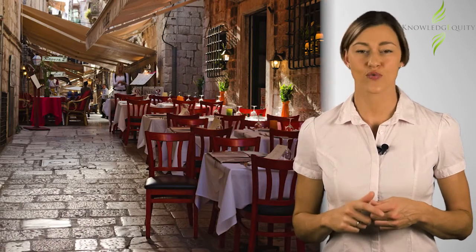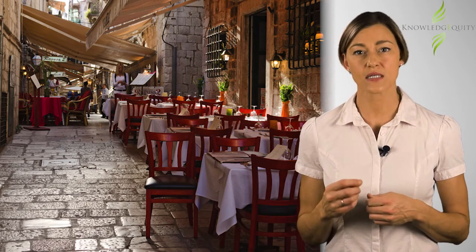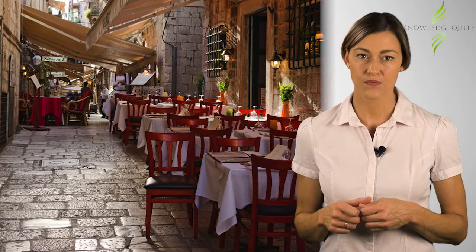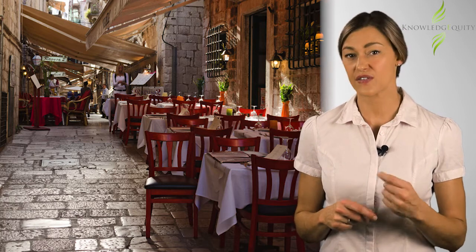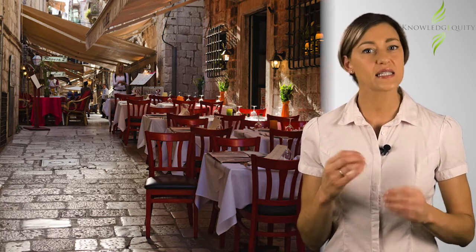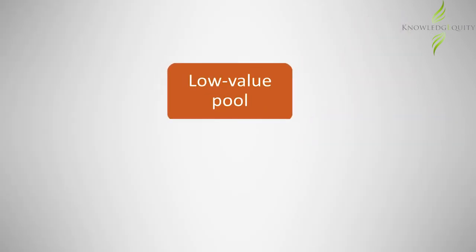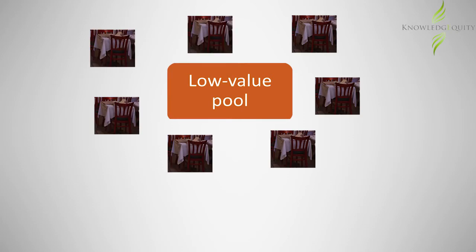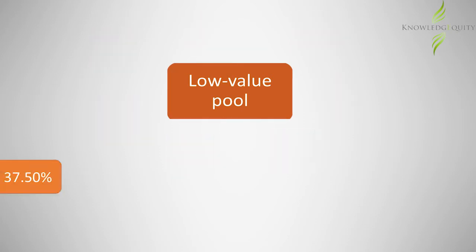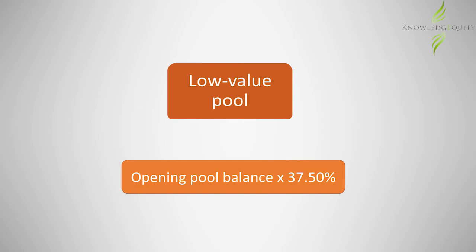Molly operates a large restaurant and has 100 tables in the business's opening low-value pool balance. Each table has an effective life of 10 years, and they have been acquired in a staggered way over a number of years. Using the low-value pool means that Molly does not have to calculate 100 separate table depreciation schedules. Instead, she simply multiplies the opening pool balance by 37.5% to give the decline in value. This is the key advantage to using a low-value pool.